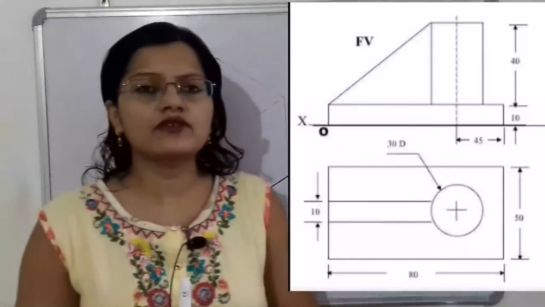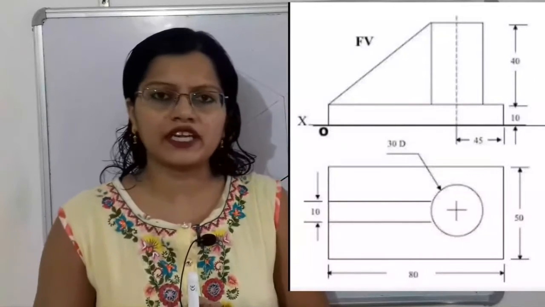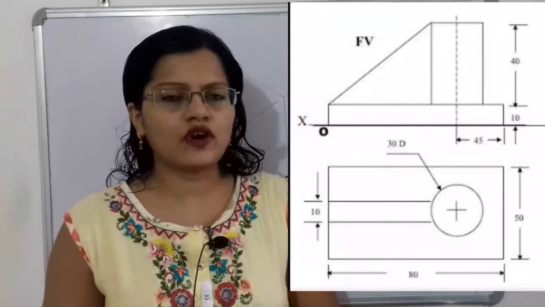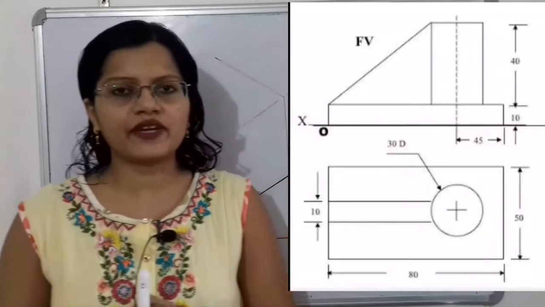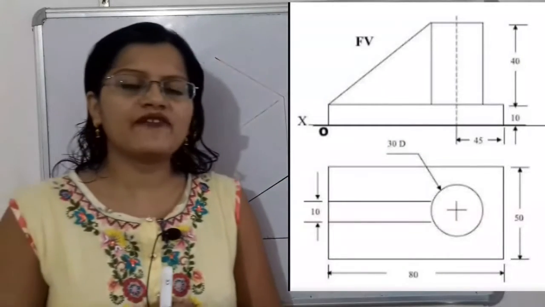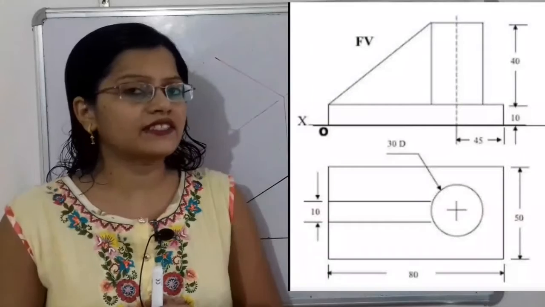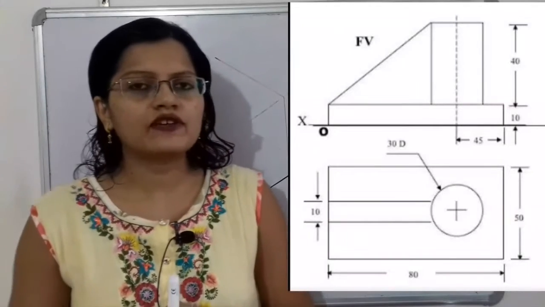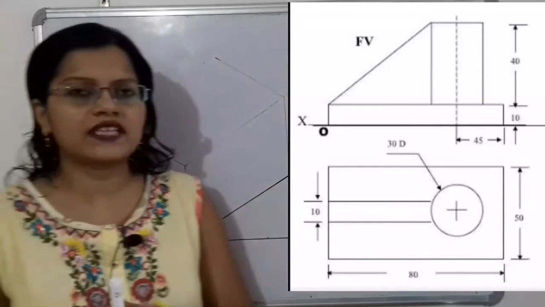Today we are going to solve a problem on isometric projection. So let us first observe what is the given orthographic projection. Here only the front view and top view are given and the side view is not given. So we will draw the front view on the right hand side.